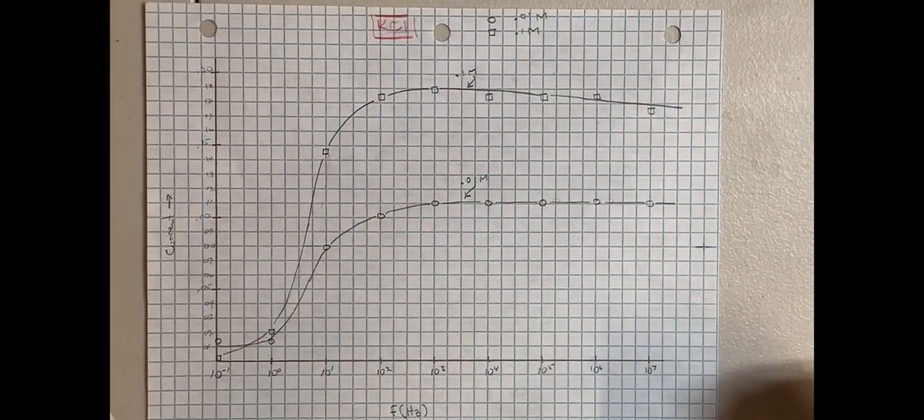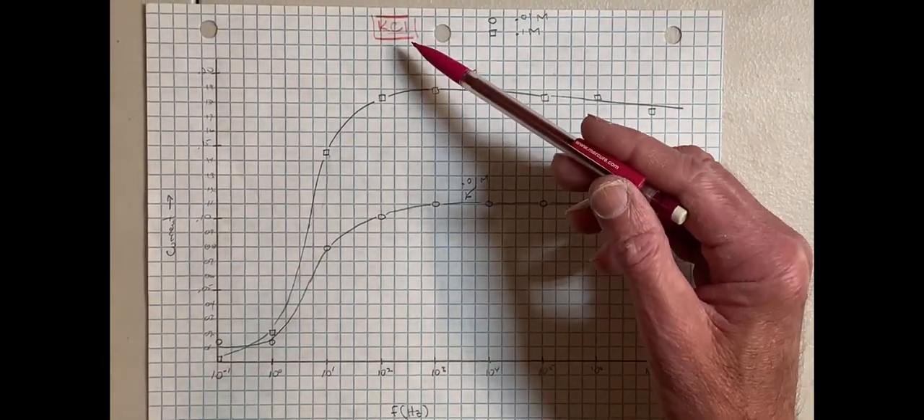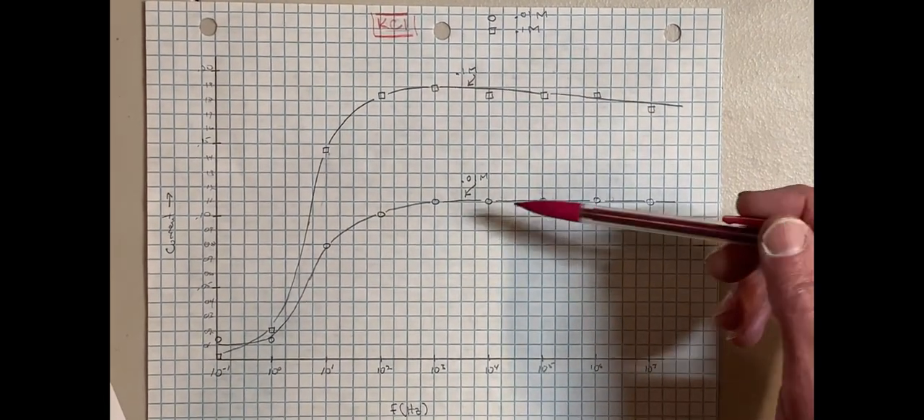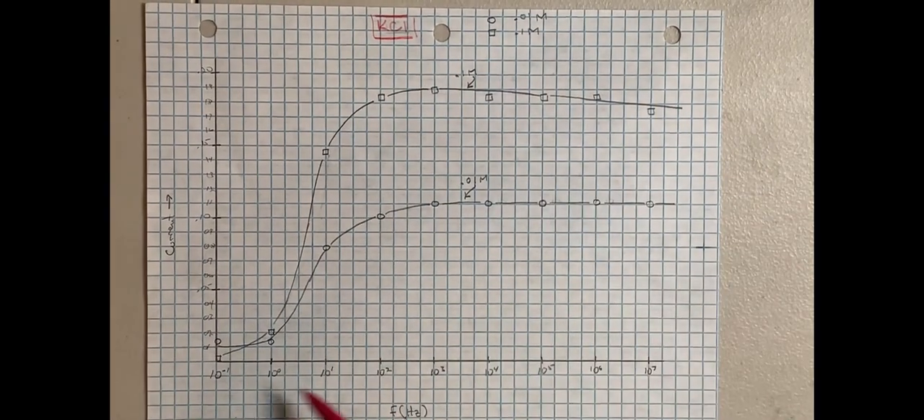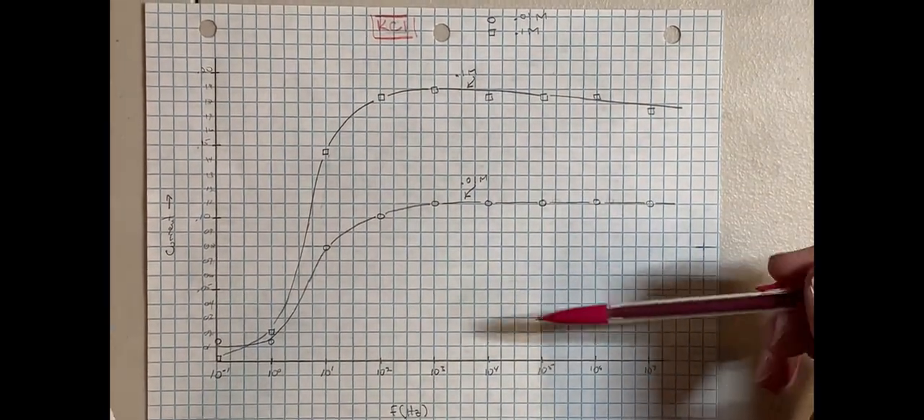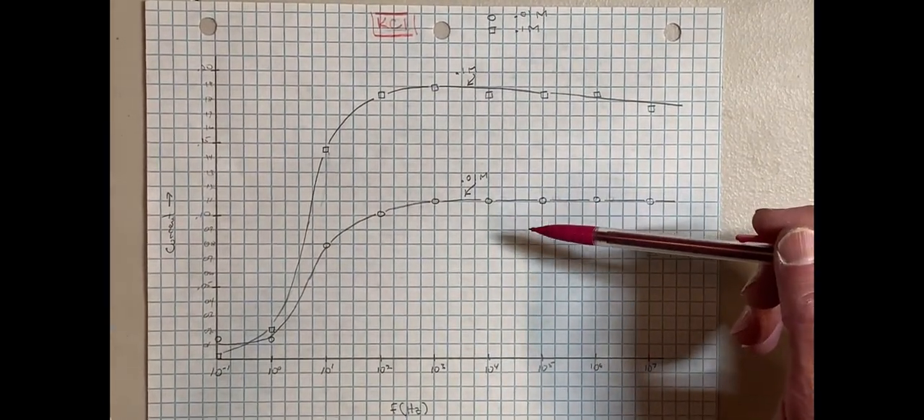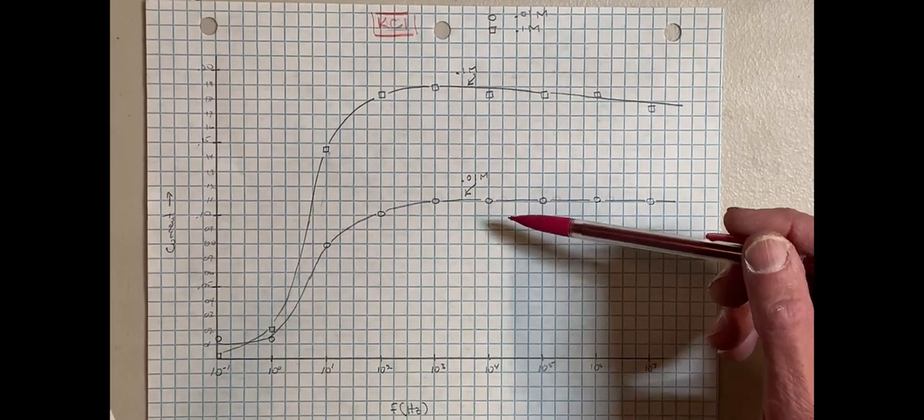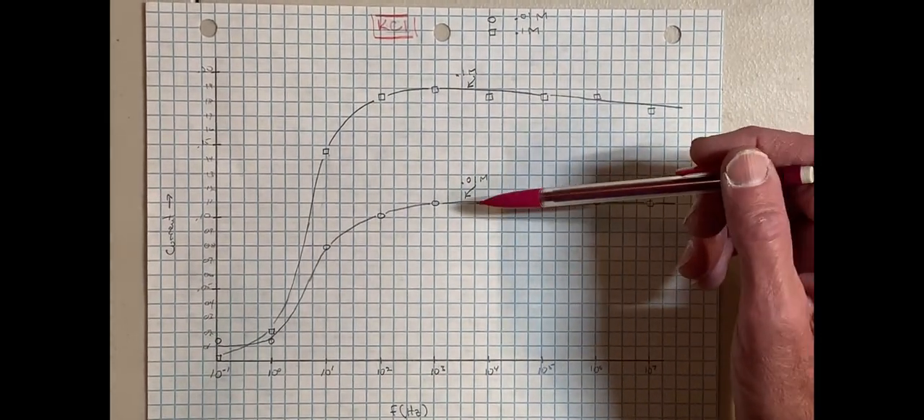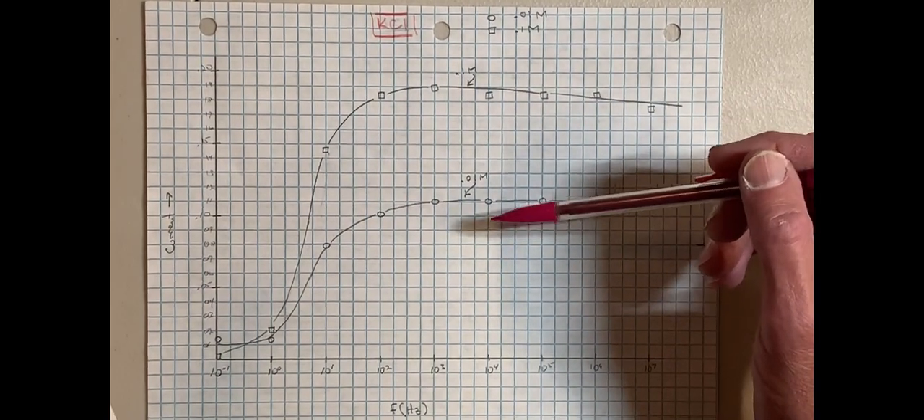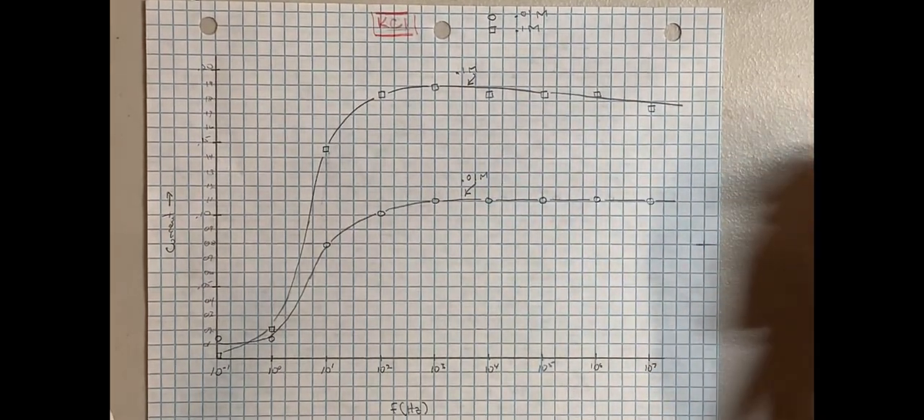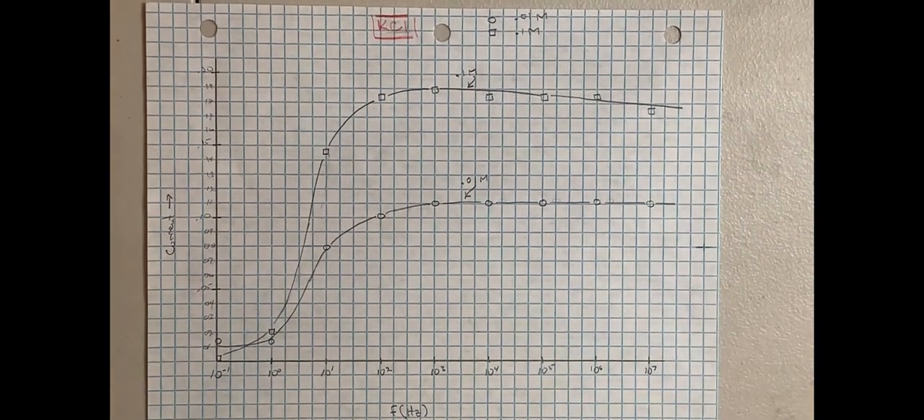Next, I took a look at a different salt. This is potassium chloride. And I tested two concentrations, 0.01 molar and 0.1 molar, over that same frequency range. The behavior is very similar to what I saw with sodium chloride, where a tenfold increase in molarity results in a current increase in a very nonlinear way.